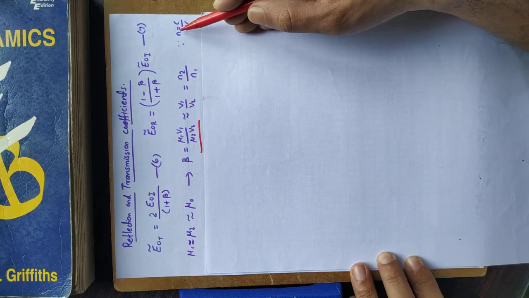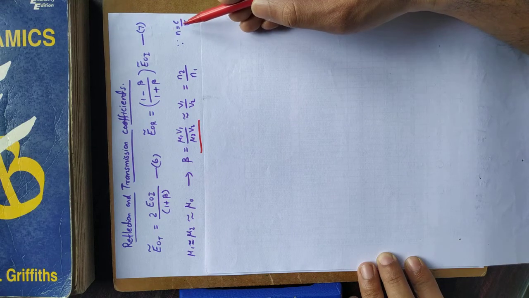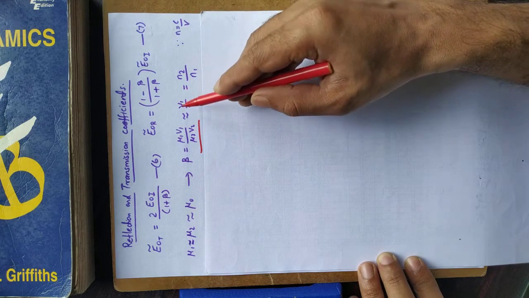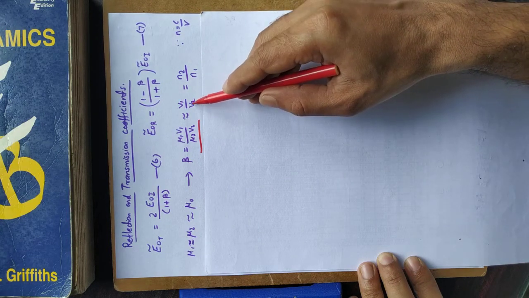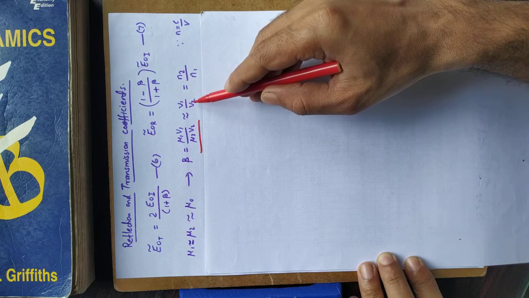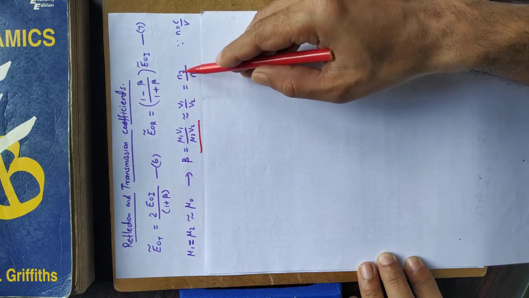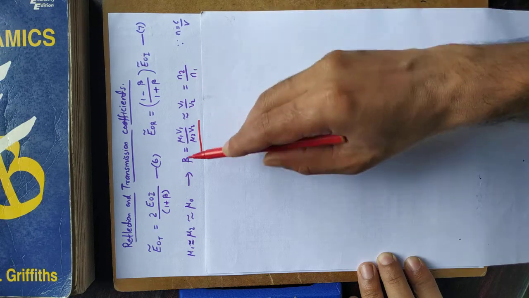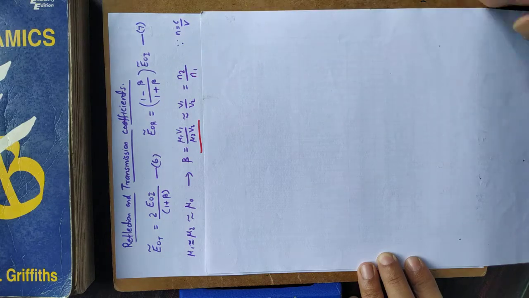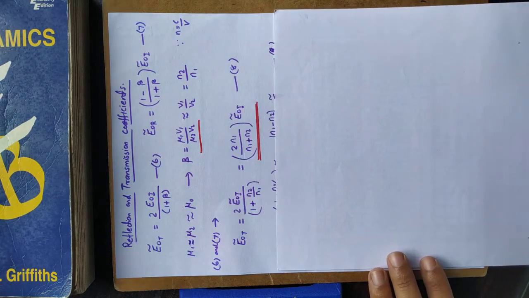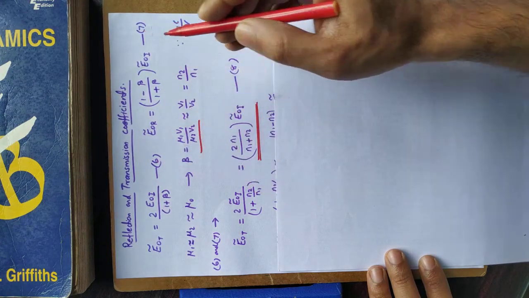Now we know the refractive index n is equal to c, the velocity of light in vacuum, divided by the velocity in that medium. So v1 can be written as c by n1, and 1 by v2 is n2 by c. So c cancels, and we can write beta is equal to n2 by n1. So beta in terms of refractive index is n2 divided by n1.